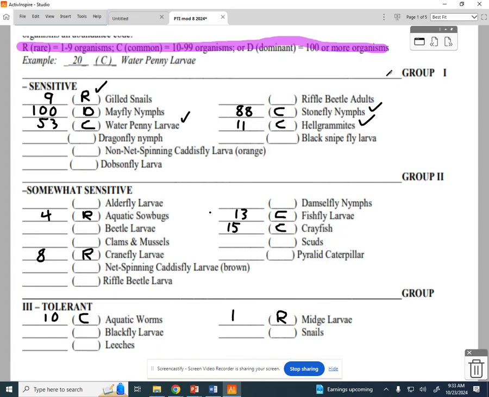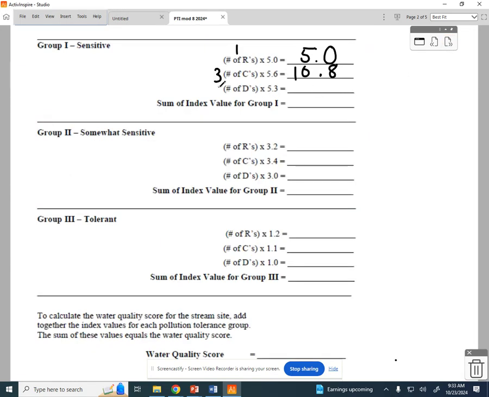And then how many did we designate as dominant? Just the one, the mayfly nymphs. So one group was dominant. So 1 times 5.3 is 5.3. And if we add these up, we enter this here for the sum of index value for group 1. We got 27.1 because we added up those 3 numbers.